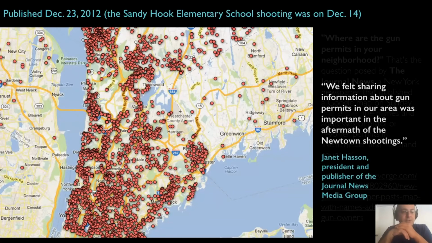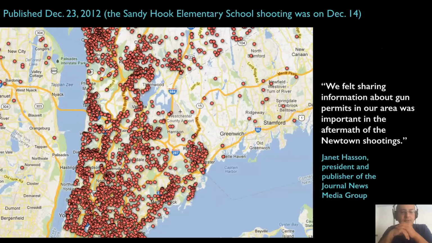So the publisher of this newspaper defended and justified their decision, saying, we felt that sharing the information about gun permits in our area was important in the aftermath of the Newtown shootings. Well, really? Why? Why is this relevant? These are not mass shooters. These are not killers or criminals.